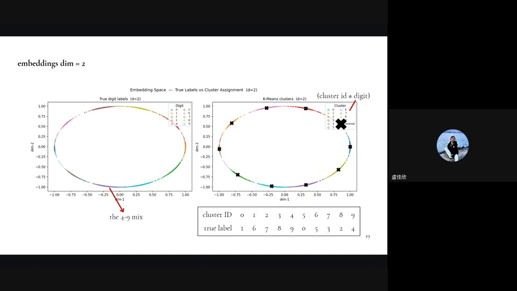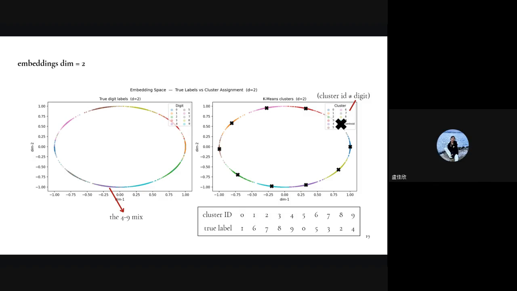So for dimension of 2, we redo the clustering to see if the labels we retrieve from the embeddings actually match the true labels, and I feel like you can see it pretty obviously from the 2D plot. They're pretty similar, and we can retrieve which digit each cluster ID corresponds to by counting the largest class in each cluster.